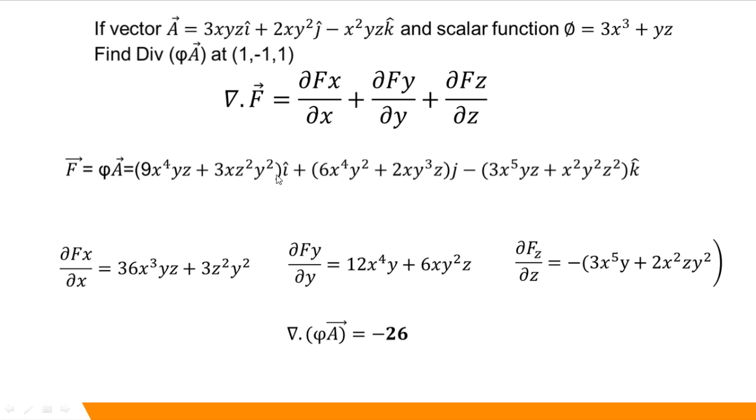The first term is going to be my f of x, second is f of y, third is f of z. So now the divergence of f is ∂f_x/∂x plus ∂f_y/∂y plus ∂f_z/∂z.